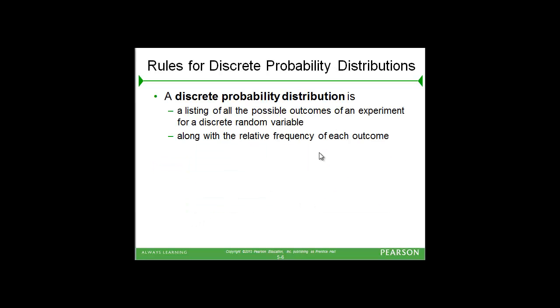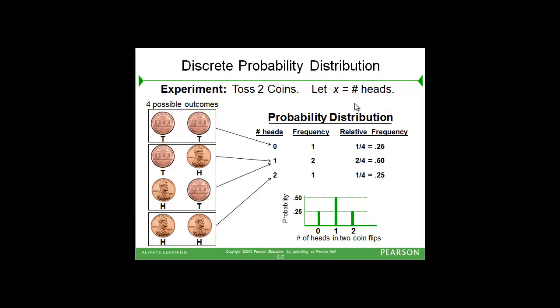In order to help you understand this better, let's check an example. The example is we're going to do an experiment where we toss 2 coins and then we count the number of the heads facing up, and then we display the probability distribution of this experiment. First, we're going to list all possible outcomes. There are 4 possible outcomes.